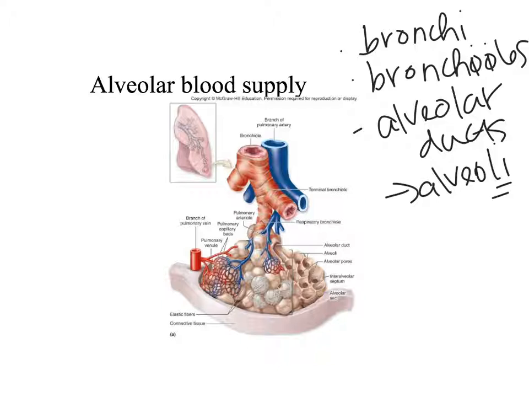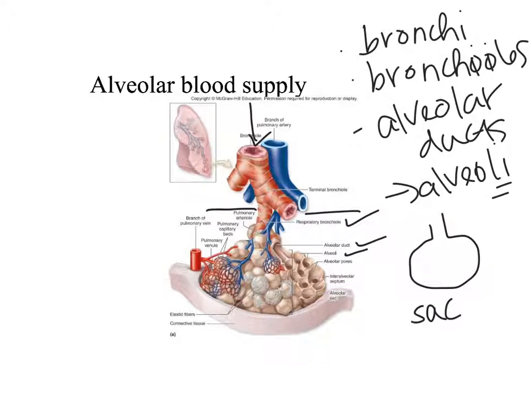So here's the bronchiole as it comes down. And then as they get smaller, they're going to become respiratory bronchioles. Then we'll have an alveolar duct, and then alveoli. So the alveoli are the sacs. These are the thin-walled sacs that make up your lungs, and they're where most of the gas exchange is going to take place.